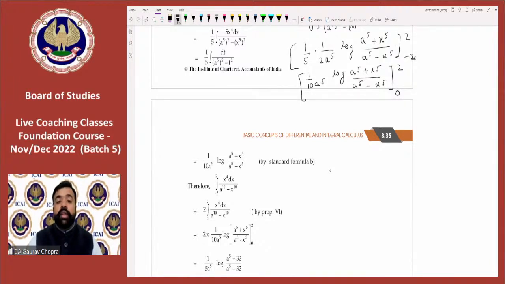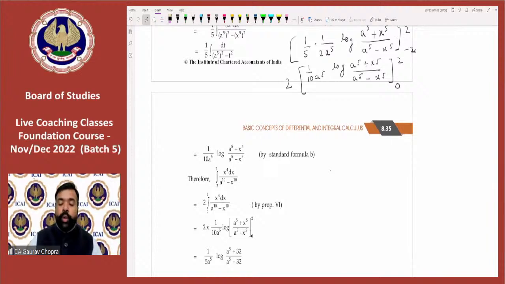If we have to convert this from 0 into 2, then we have to multiply it with 2. So we have multiplied by 2 and changed the limit from 0 to 2. So what is the benefit of making this 0? If we put 0 in place of x, the calculation becomes very much easy. So that is why we can apply this formula.